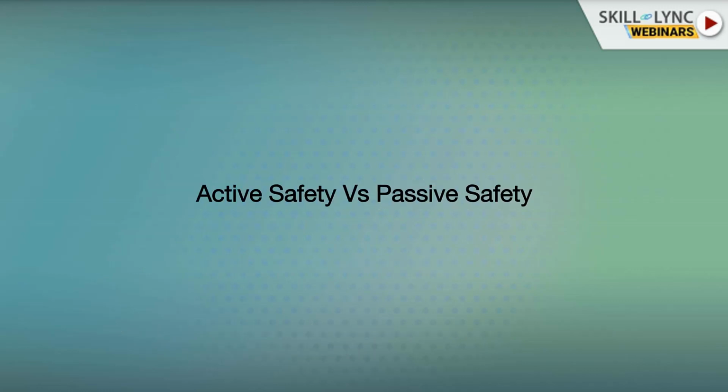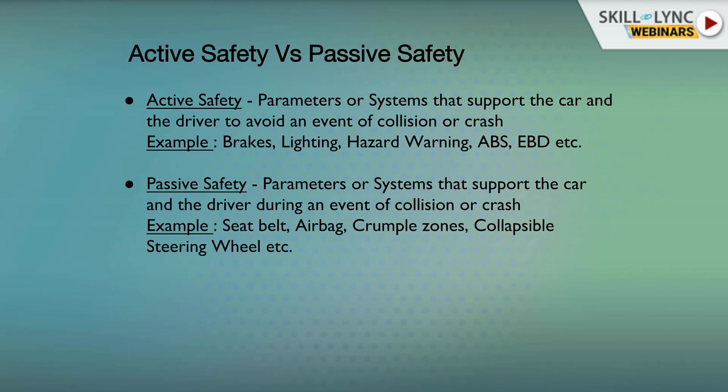Next we will discuss briefly the types of safety systems. Safety systems can be both active and passive. Active systems are those which help the driver avoid the event of a crash. Before a crash happens, these systems will be actively ready to assist the driver in avoiding the crash.